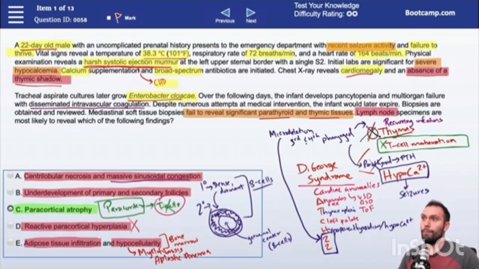Thymic aplasia might present with them telling you that there's an absence of a thymic shadow, or they might tell you that they did a biopsy and there's not significant thymic tissue, or they could just give you an infant that has recurrent infections in the setting of hypocalcemia or seizures, right? So again, it's just putting this catch-22 into a practical vignette-style question to make sense of it.